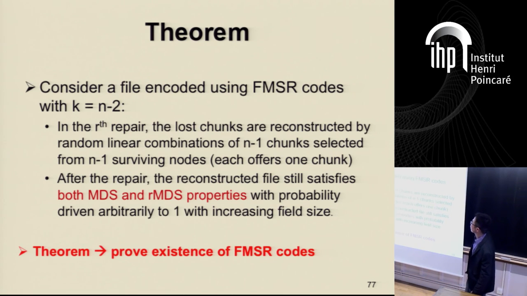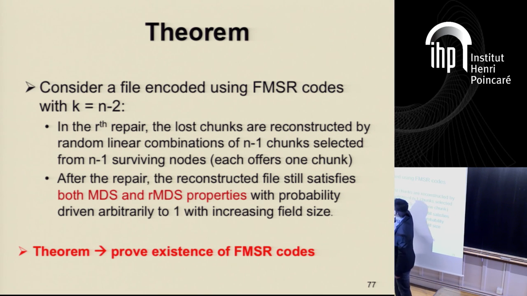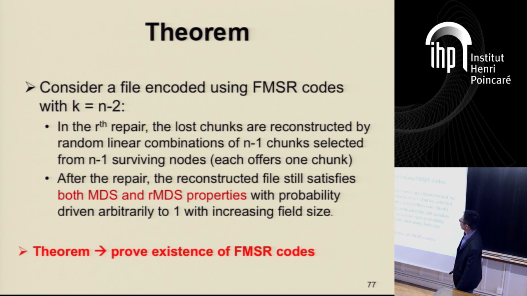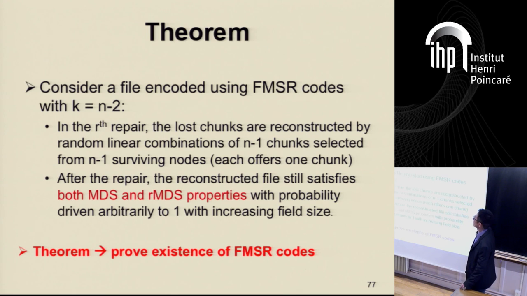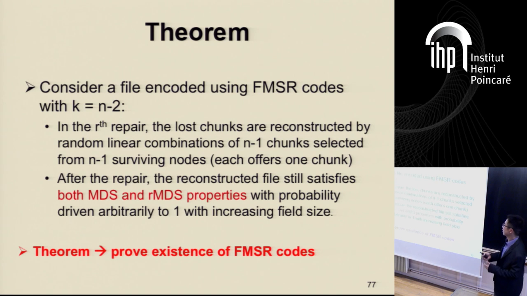And based on the above lemmas, we have the final theorem. This theorem proves the existence of FMSR codes. Consider a file encoded using FMSR codes, and we just consider double fault tolerance. In the repair, the lost chunks are reconstructed by random linear coding of N-1 chunks selected from N-1 surviving nodes. Then after the repair, the reconstructed file still satisfies both MDS and RMDS properties, with probability driven arbitrarily close to one with an increase in the field size.